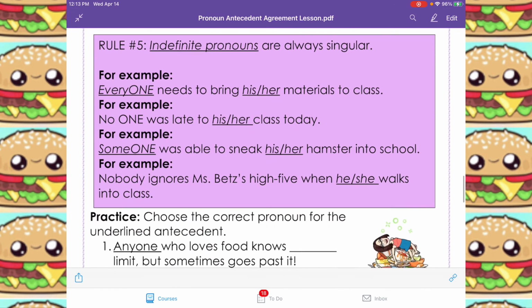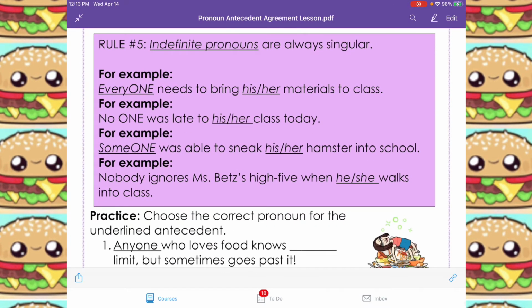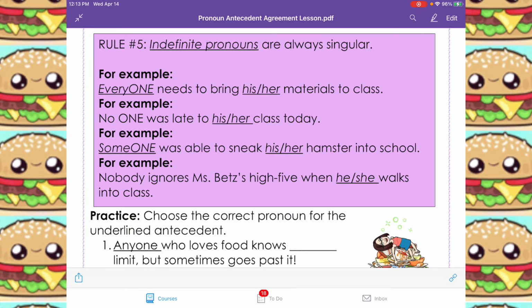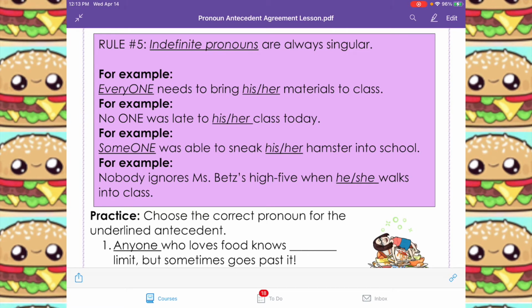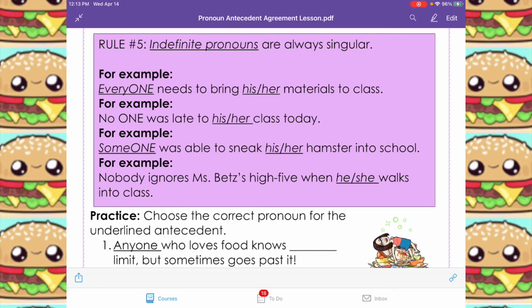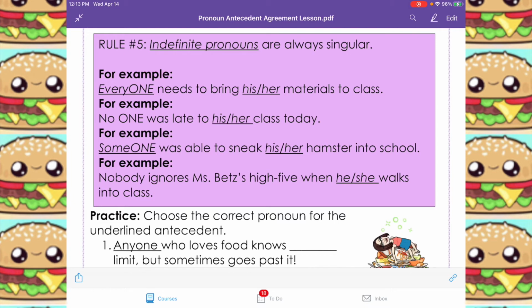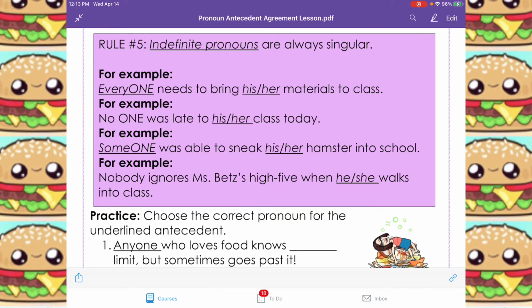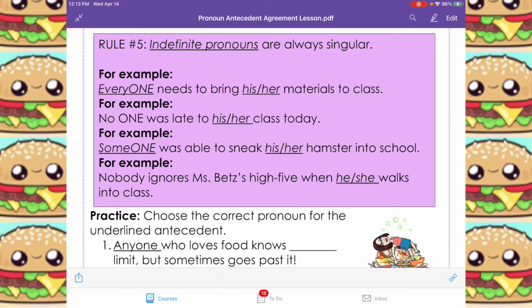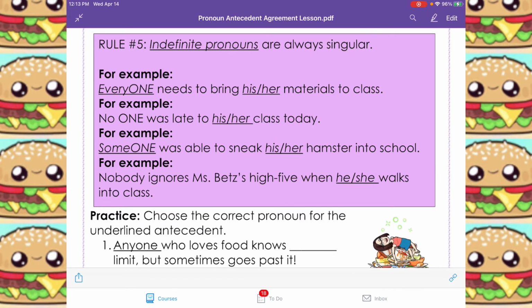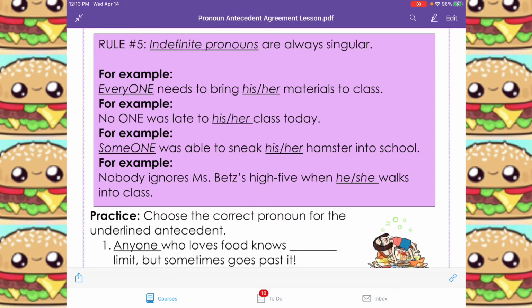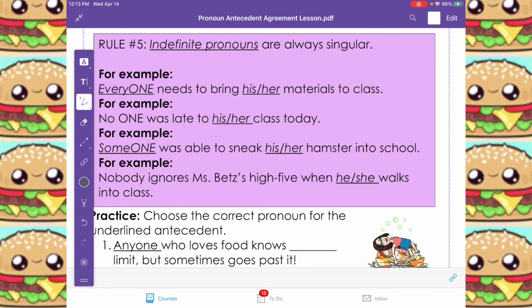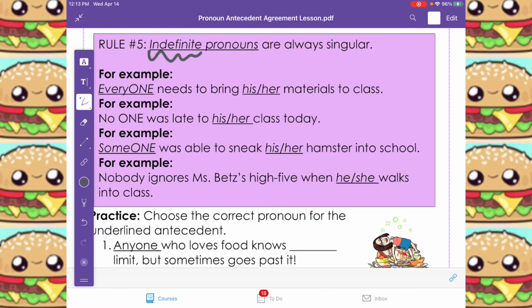Let's take a look at 5, indefinite pronouns. Indefinite pronouns are pronouns that we're using as a subject, as a noun, and they refer to someone that we don't really know who it is. Someone, everyone, anybody, somebody, no one. So these are singular, and they are going to use his or her because we don't know which gender it's referring to when it's indefinite because it's unsure.